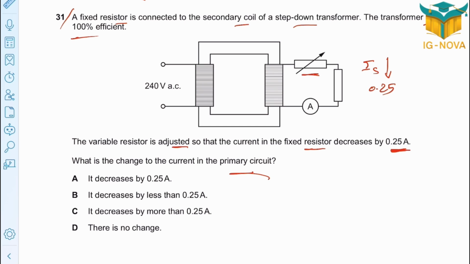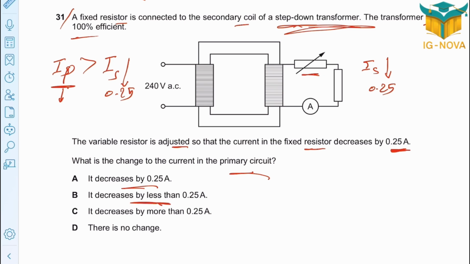I know that for a step-down transformer, IS must be more than IP, the current in the primary must be less than the current in the secondary coil. For that, if the secondary current decreased by a quarter, IP must decrease by 0.25 or by less. Why? Because normally the primary current here is less than the secondary current. So the correct option is B.